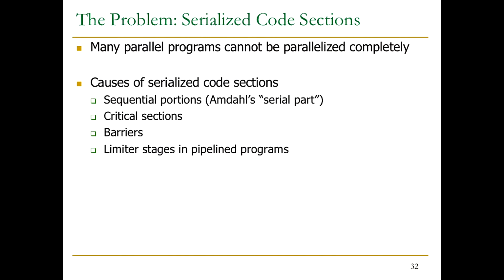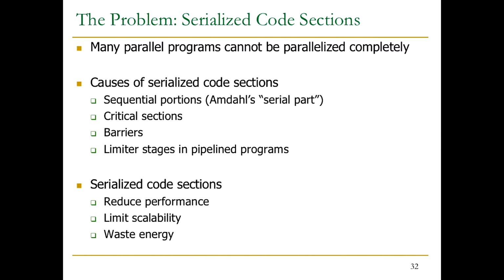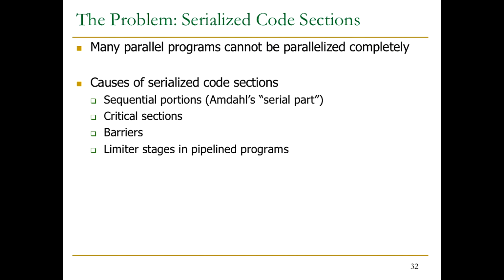And the causes of serialized code sections are sequential portions where only one thread exists, critical sections, barriers, and limiter stages in pipeline programs. Remember, we talked about this when we talked about parallel application memory scheduling. We're going to go into this a little bit more. And so critical sections are obviously sections where you have updates of shared data. Only one thread can be in the critical section. You lock, unlock, and only one thread can be updating that shared data. A barrier is a point where all threads need to reach before any thread can make progress.